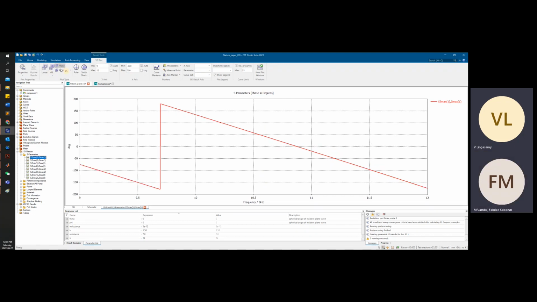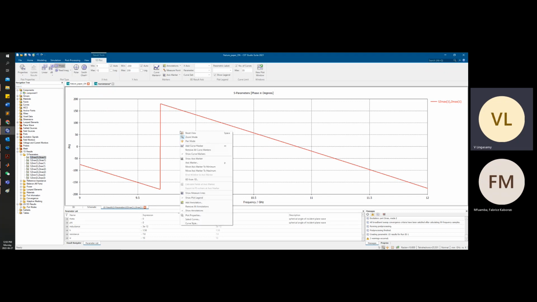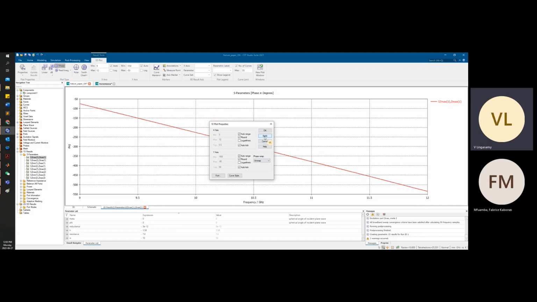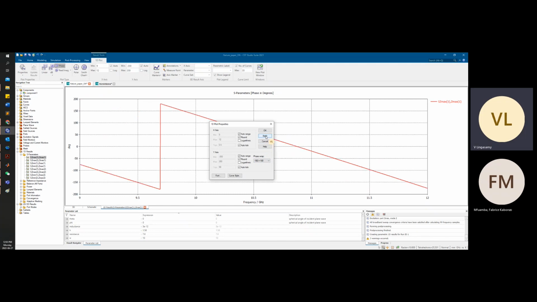Now the latest CST tools have wrapping and unwrapping. If you go to plot properties, you will see raw data and unwrap. If you apply it, it will become the unwrapped one. If you want to wrap between minus 180 and plus 180, it will wrap between minus 180 to plus 180. That's it.